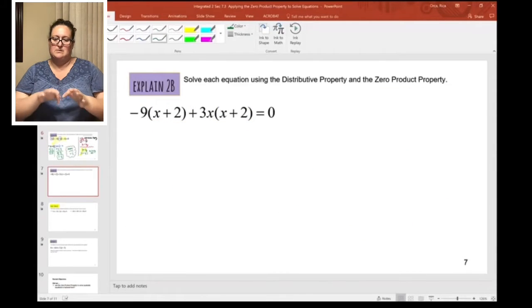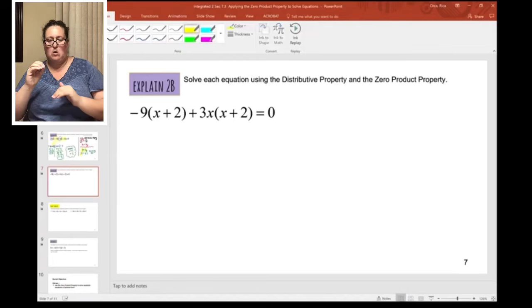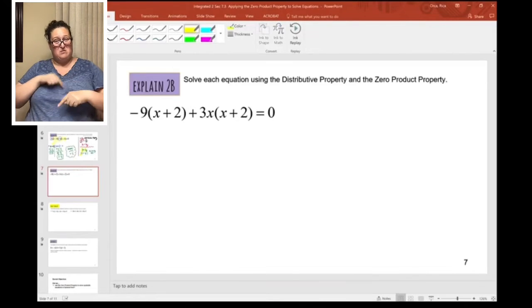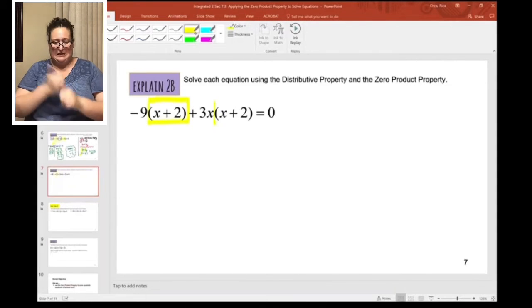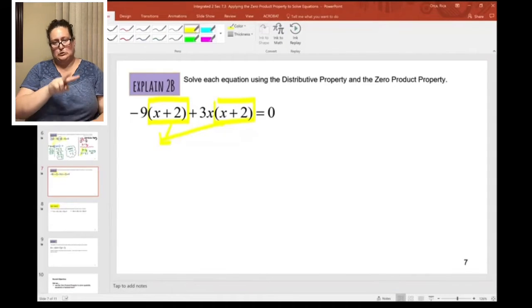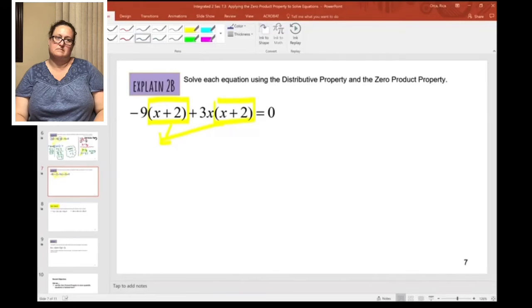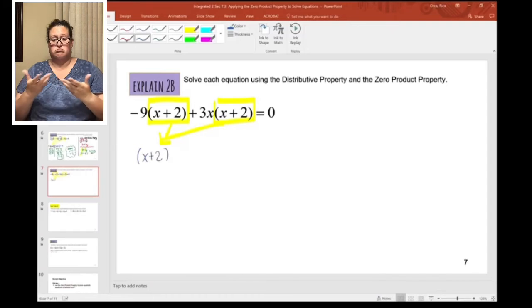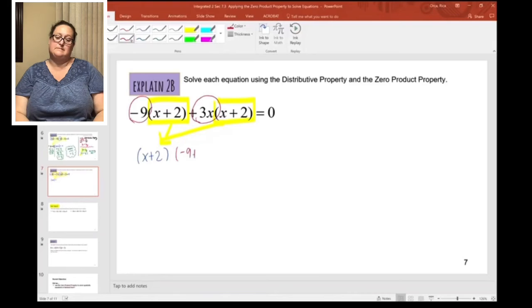Explain 2b. Solve the equation using the distributive property and the zero product property. So remember, we're working backwards. Look at each term and see what they have in common. Each term has an x plus 2. So let's go ahead and take the x plus 2 out. By taking it out, we're factoring out the greatest common factor. The remaining factor is going to be whatever's left over. And what's left over is negative 9 and positive 3x.